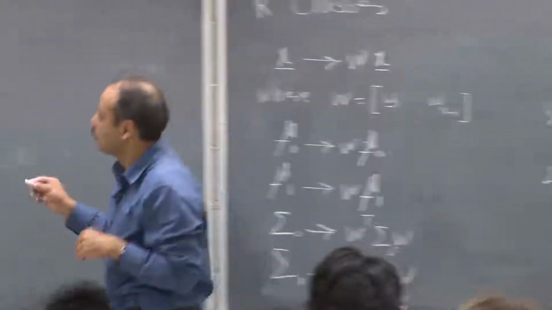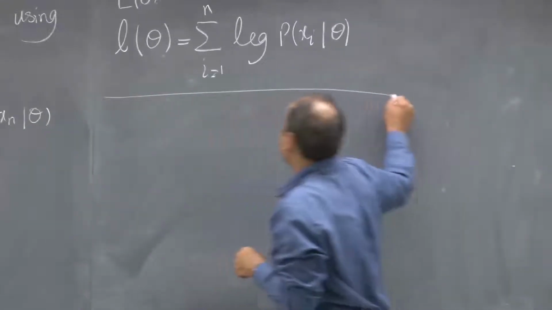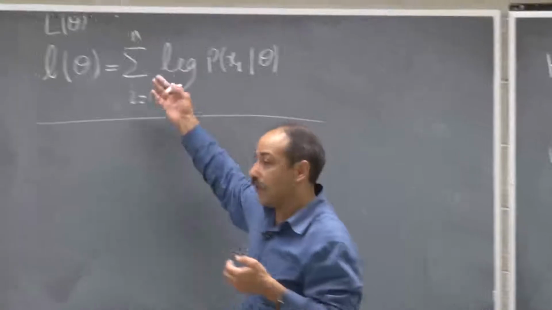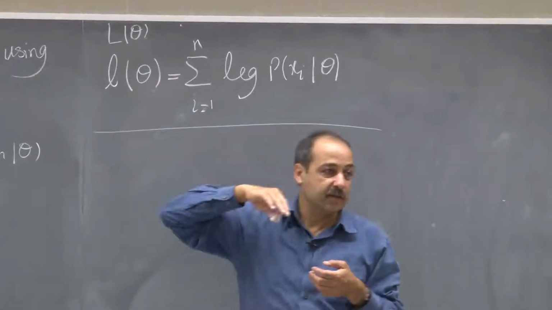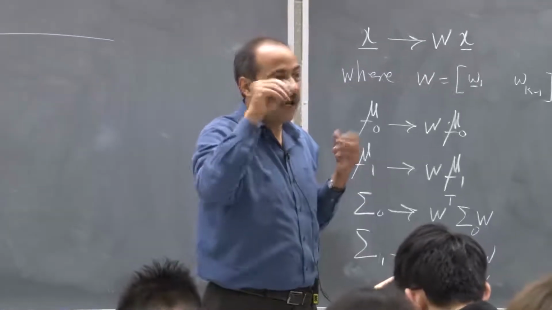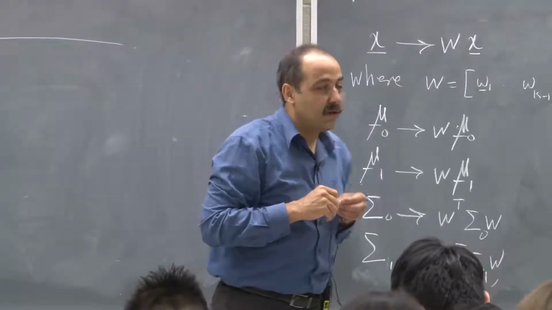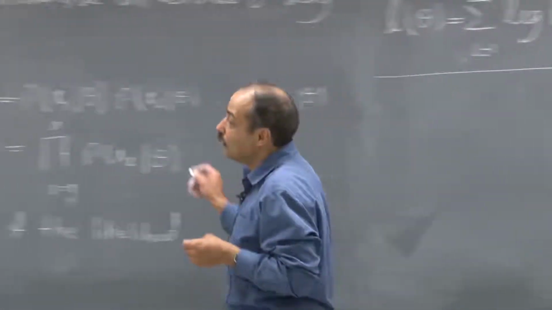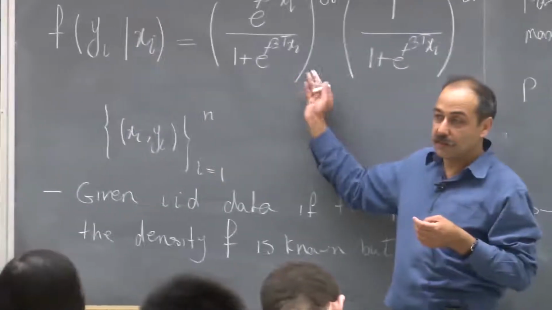Okay? As an exercise, I suggest you write maximum likelihood for the Gaussian, for the mean. You calculate that, and you can see that it's going to be the average of all points. So we can use maximum likelihood here.